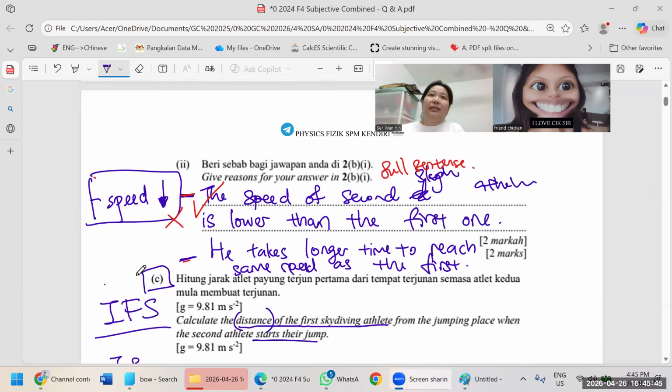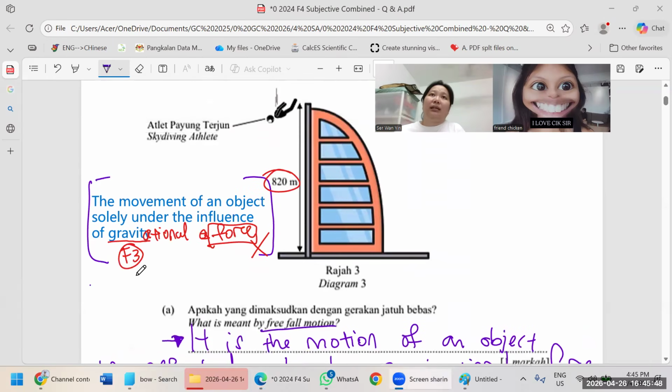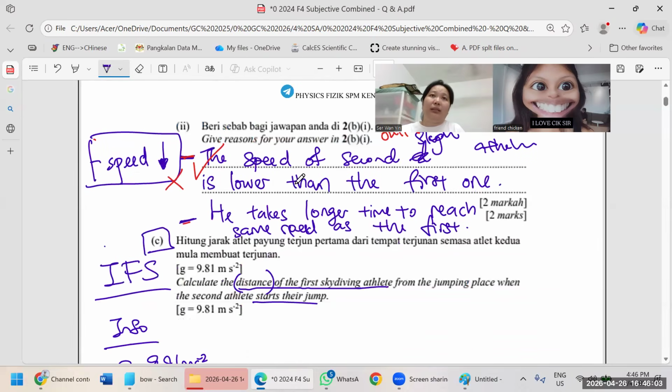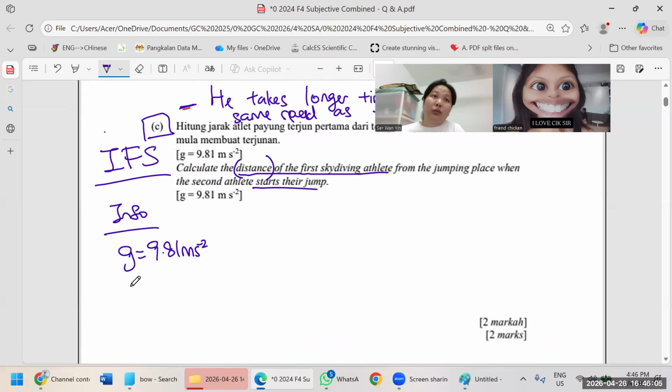Okay, so actually this 820 is not the real distance. The distance should be from here to here. Maybe it has not reached the ground yet. So what they want is to calculate the distance, so your distance should be an equal sign. From the second they start their jump, I translate this: t equals 5 seconds.